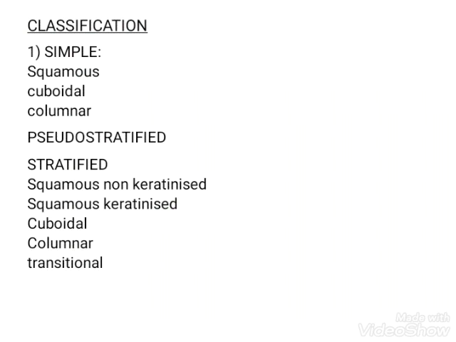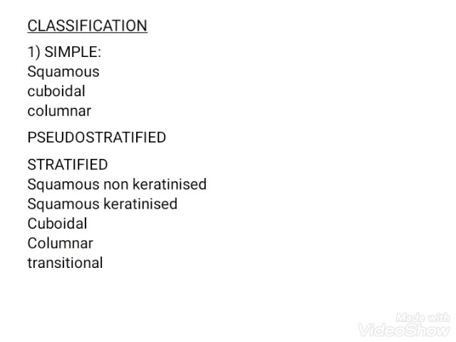For example, simple epithelium has only one layer of cells. Stratified epithelium has two or more layers of cells, and pseudo-stratified epithelium has one layer of cells resting on the basal lamina, but some of these cells do not extend up to the free surface of the epithelium. That's why it is called pseudo-stratified epithelium. Pseudo-stratified and stratified epithelium we will discuss later.